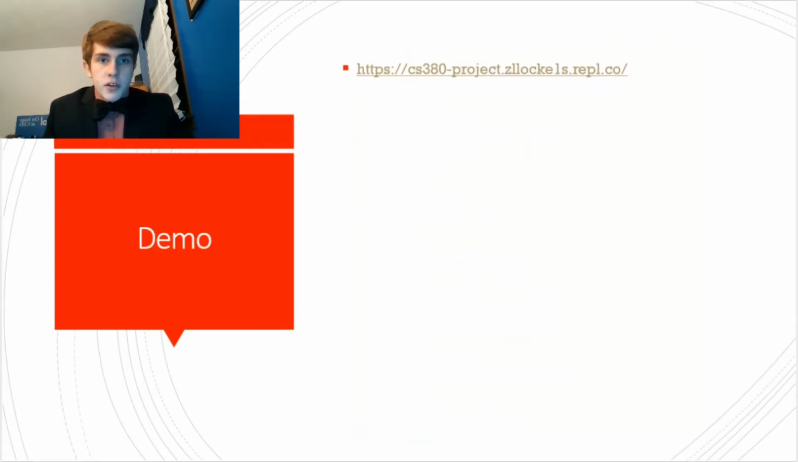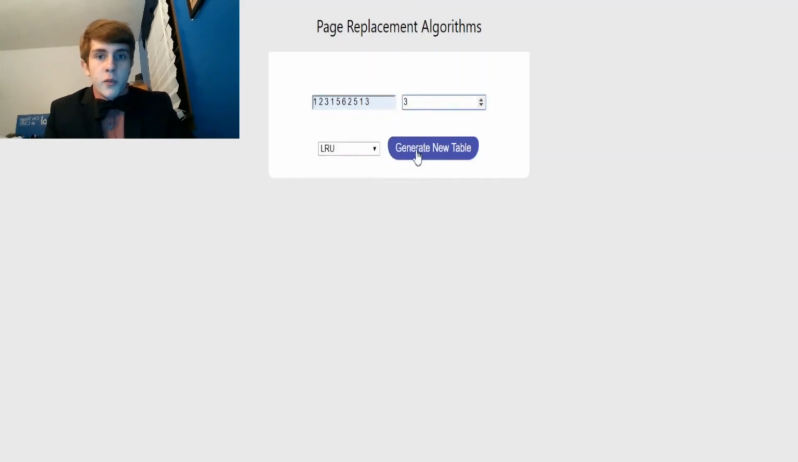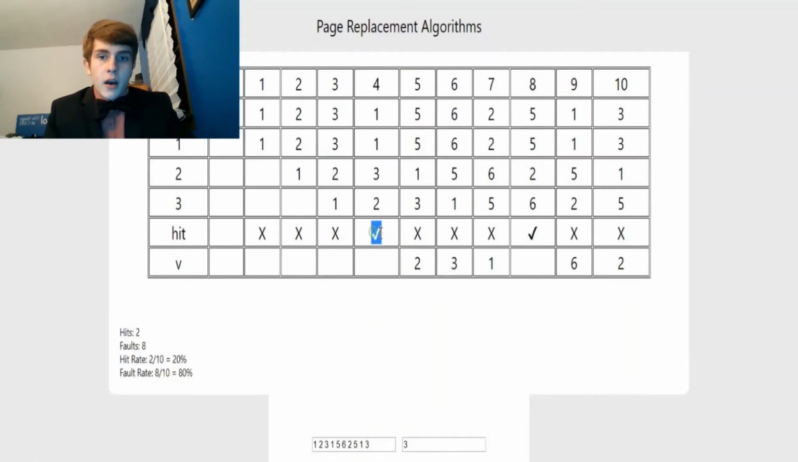So here's the demonstration of our project. As you can see, I have a string of values here, and I will put in 3 frames, and we can demonstrate with the least recently used algorithm. On a hit, it marks the hit column with a check mark, and on a miss, it will mark it with an X. This V right here resembles all dropped values. As we can see, a 2, 3, 1, 6, and 2 are removed here.